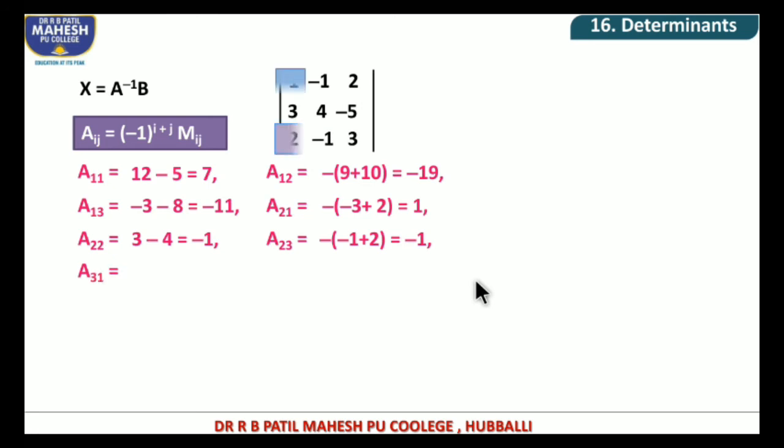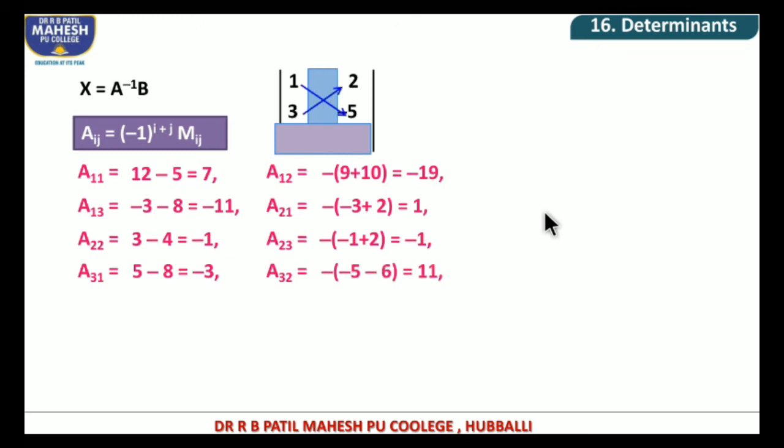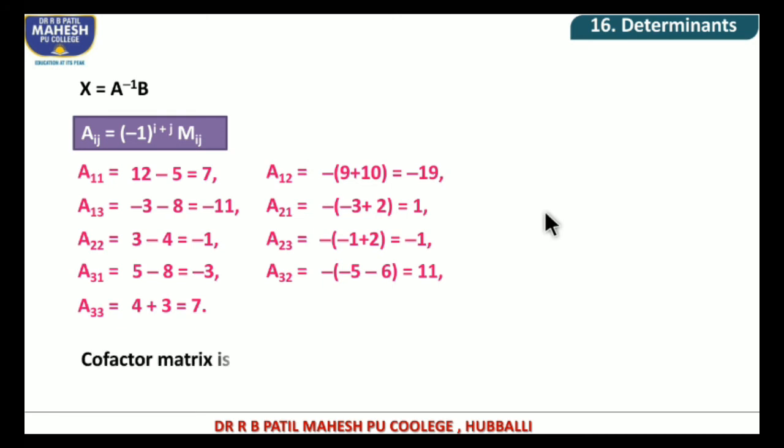For A31 we have the sign plus, and we have 5 minus 8, so it is equal to minus 3. And again for A32 we have the sign minus, and it is minus 5 minus 6, which is minus 11. So minus of minus 11 is equal to plus 11. For A33 we have the sign plus, and the remaining determinant value, that is 4 plus 3, is equal to 7. Therefore, these are the cofactors, and the cofactor matrix is given as 7, minus 19, minus 11, 1, minus 1, minus 1, minus 3, 11, 7.